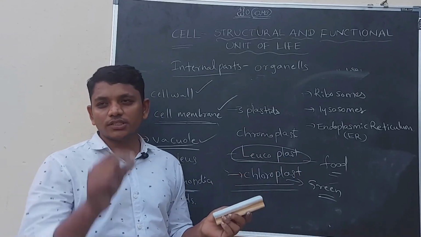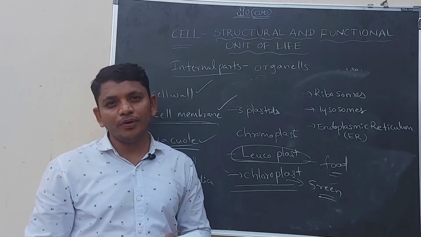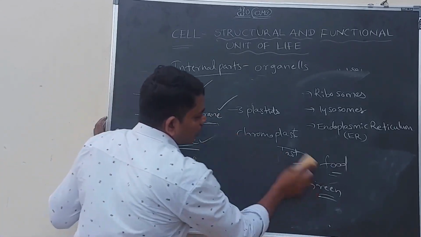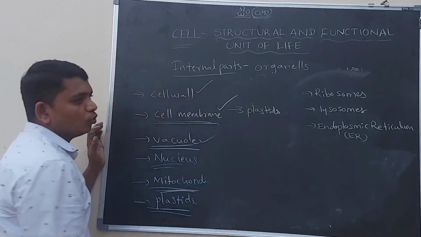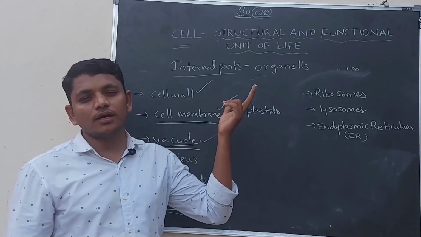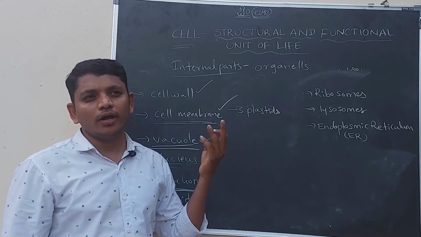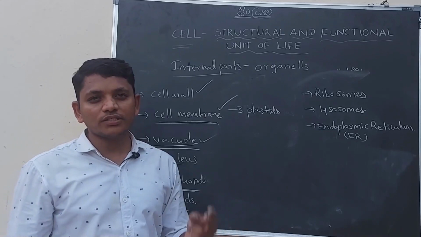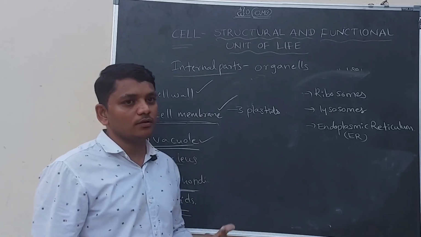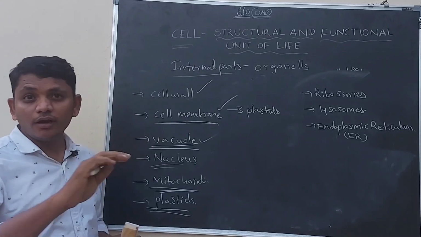And leucoplasts are white in color. This is only for storage of the food material. Okay, so these are the types of plastids. Plastids are three types: chromoplast, chloroplast, and leucoplast. Leucoplasts are white in color, chromoplasts are different in color. I mean, various colors are there: red, orange, blue, purple, like that. And chloroplasts are only green in color. So green plants are only having the chloroplast. Okay, so plastids are present in plant cells only, not in animals.